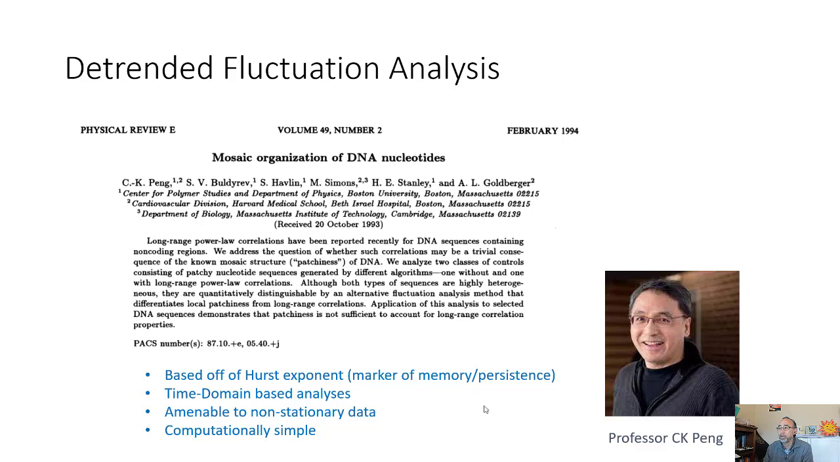So to address these limitations, C.K. Peng, who is a good friend and mentor of mine and also a scientific advisor for Labfront, published this in 1994. And this was the first study that looked into something called detrended fluctuation analysis. This is something that C.K. had developed. It's based off of a Hurst exponent. A Hurst exponent is a marker of memory and persistence. And unlike the 1/f power law relationship, it is a time domain based analysis. The power law is a frequency based analysis. The DFA is a time domain based analysis. And this DFA is amenable to non-stationary data, and it is quite computationally simple.